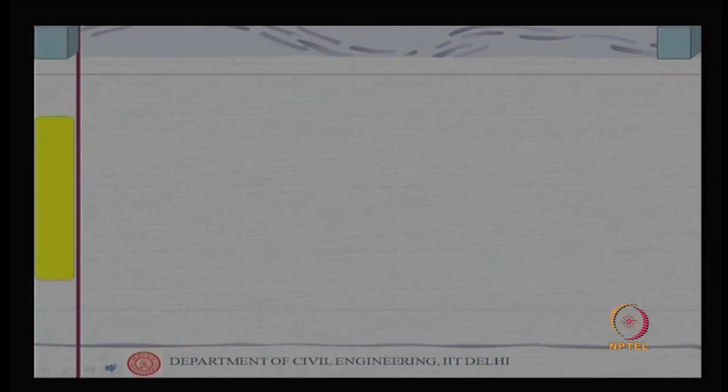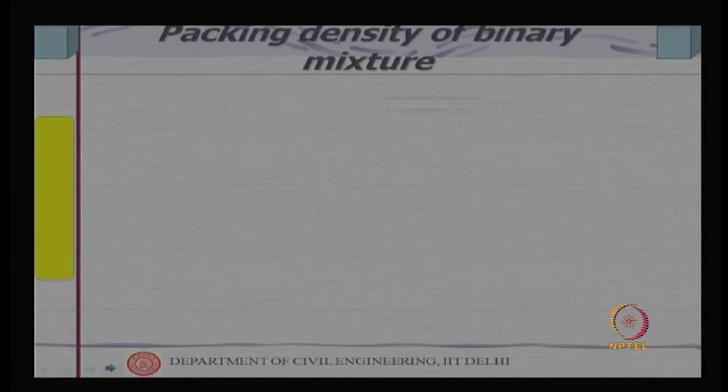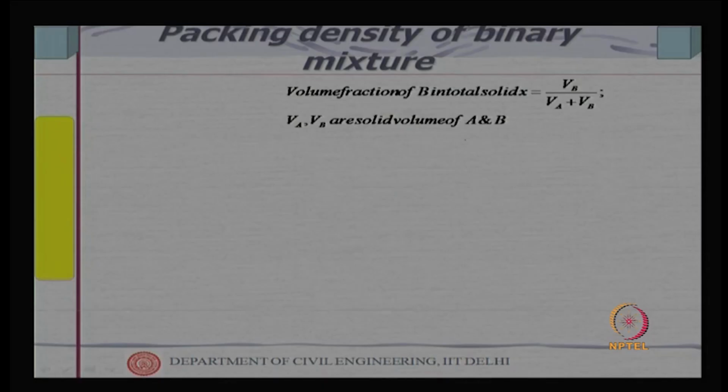So, using this algebra to find out the void ratio, volume fraction of B in total solid of course will be VB divided by VA plus VB, right. Let me define this as a variable x. So, if x is the variable, VB by VA plus VB, then x is the volume fraction of B in total solid, where VA, VB are solid volume of A and B as we have understood.